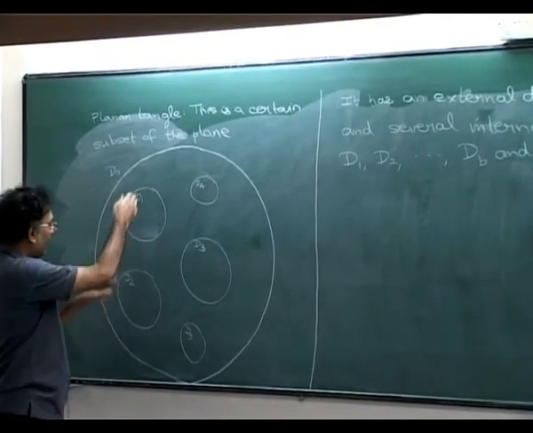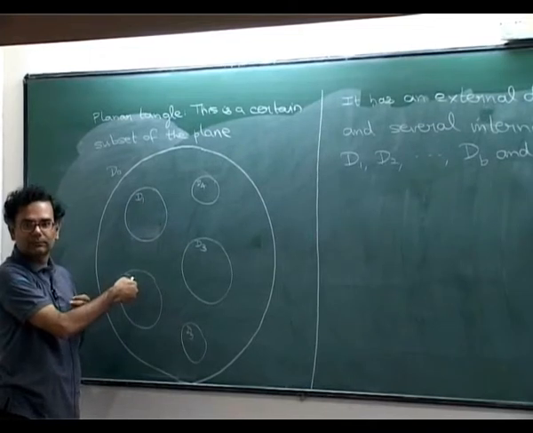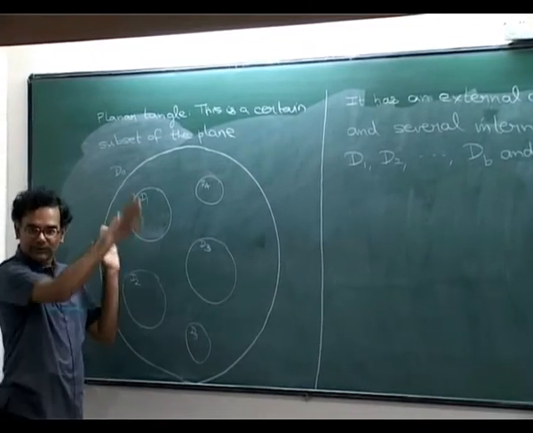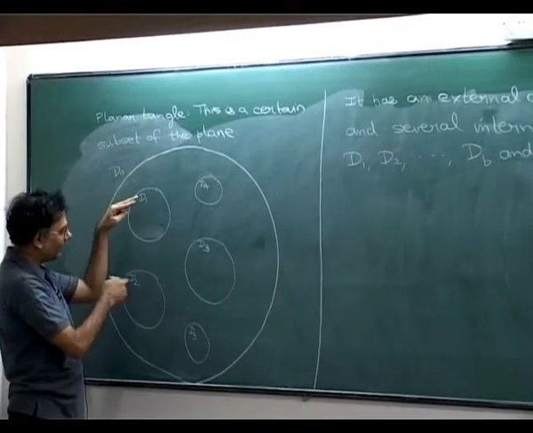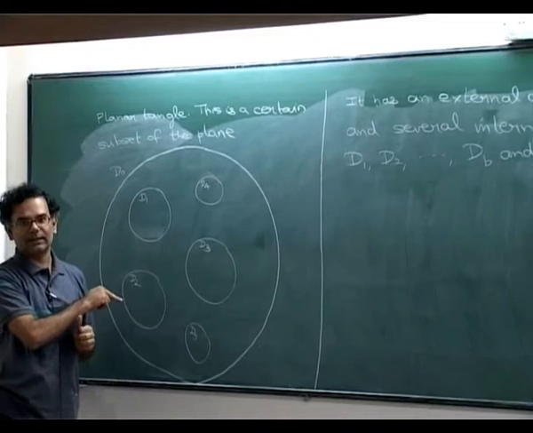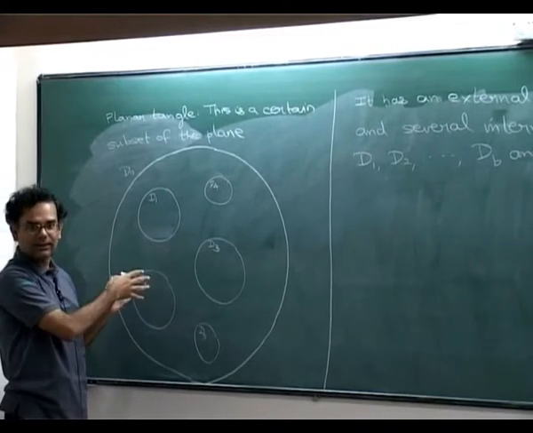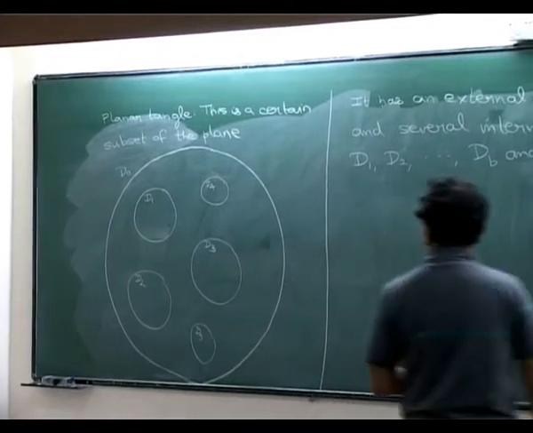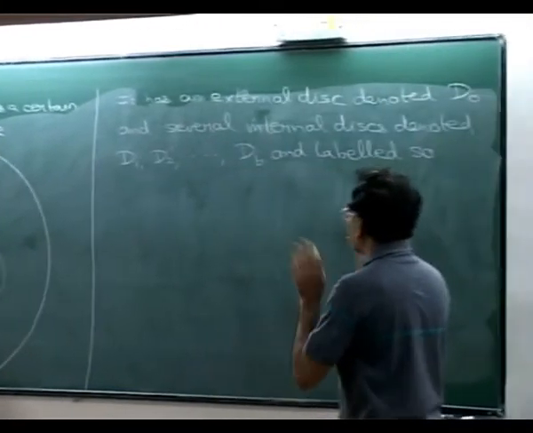So I can call this one D2 and that one D1, right? That would be a different tangle though. The tangle data comes with this labeling. So if I call this one D2 and this one D1, I'll be defining another planar tangle, not the same one as this, right? So this data of labeling comes along with the tangle. Okay, then, so this is the first thing.